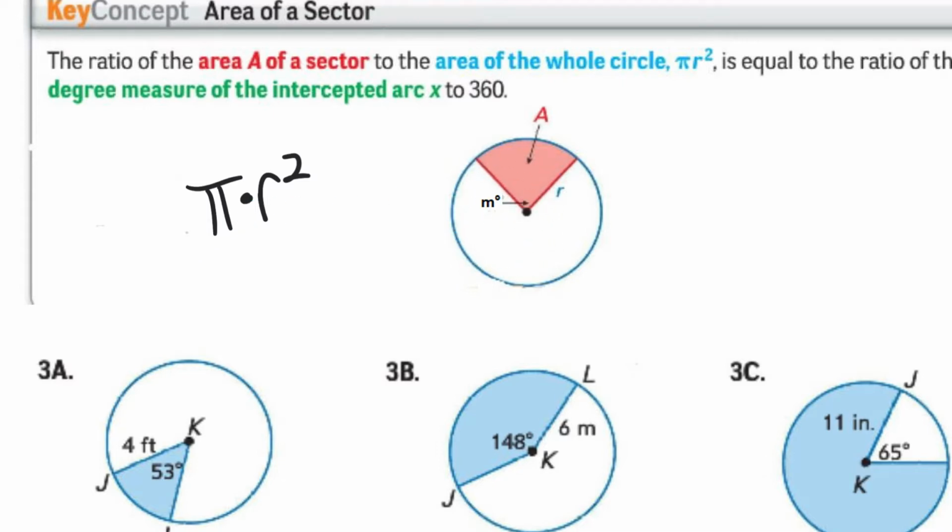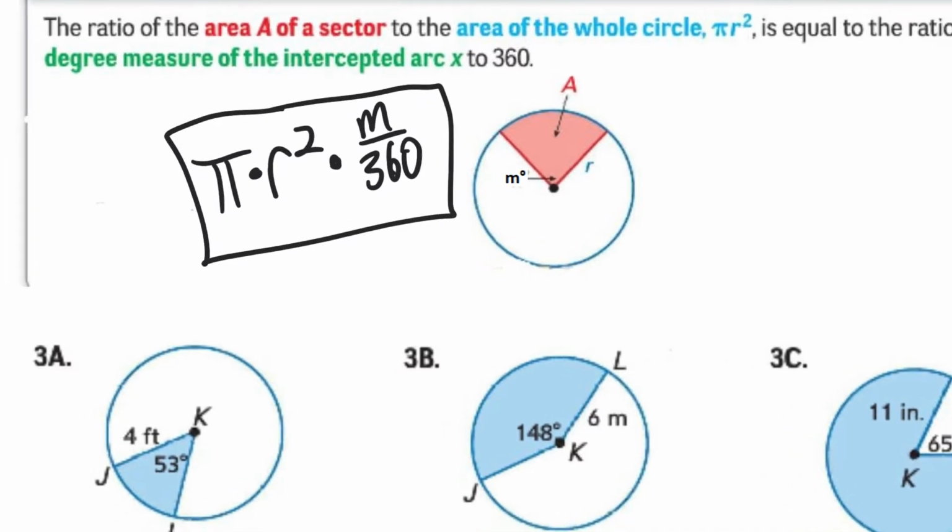So what I'm going to do is take the area of the whole thing, which is pi r squared, and multiply that times m over 360, where m is the measurement of the angle that makes that slice. So this is our formula right here. This is going to be very, very simple.